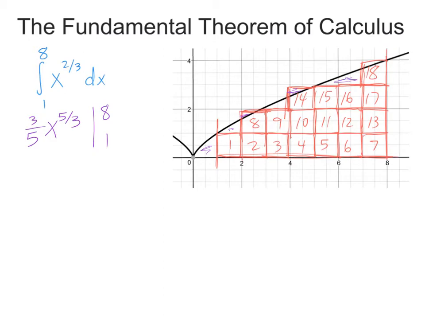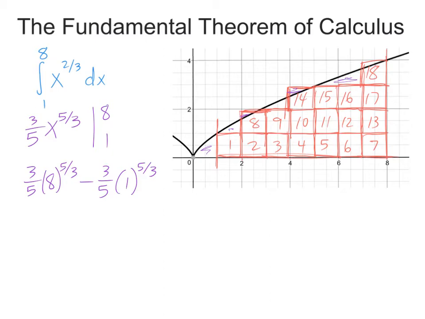So now I need to sub in 8. If I plug in an 8, I get 3/5 times 8 to the 5/3, and then I'm going to plug in 1 and get 3/5 times 1 to the 5/3. So I've chosen 8 and 1 specifically because those are numbers that I can take a cube root of. It might look like 8 to the 5/3 is a value that you can't find without a calculator, but 8 to the 5/3 is just 8 to the 1/3 and then to the 5th.